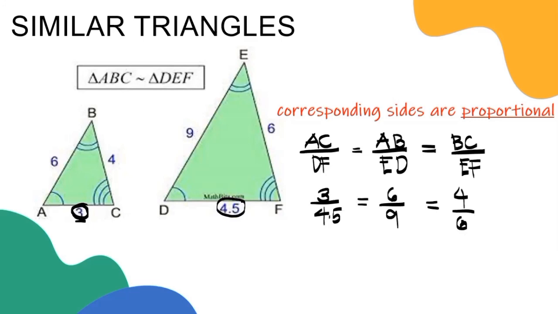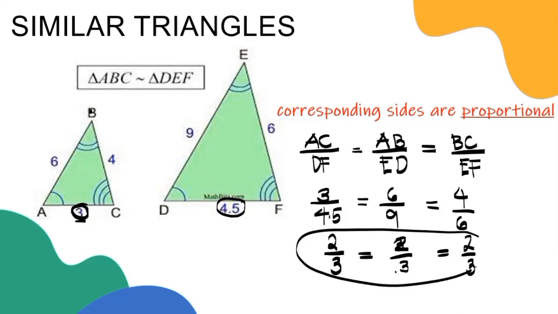EF is 6. If you reduce these fractions to their lowest terms, 3 over 4.5 can be divided by 1.5, and that is 2/3. 6 over 9 divided by 3 would be 2/3 as well. And 4 over 6 can be divided by 2, and it is also equal to 2/3. Now that all of their ratios are equal to 2/3, then their corresponding sides are proportional. Therefore, triangle ABC and triangle DEF are similar.